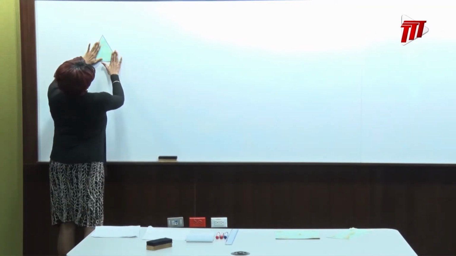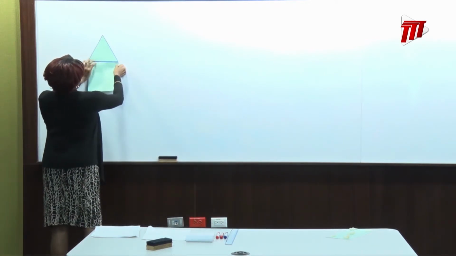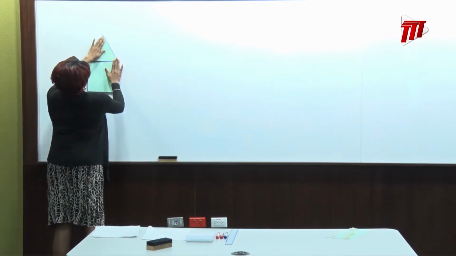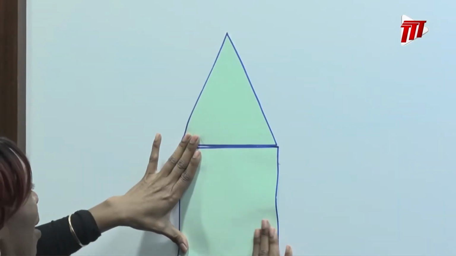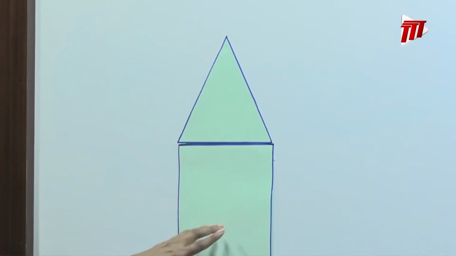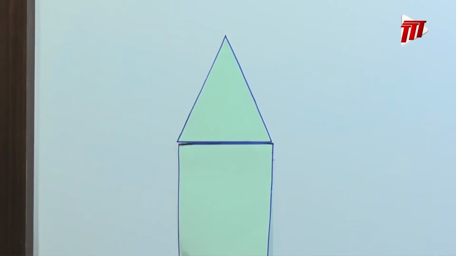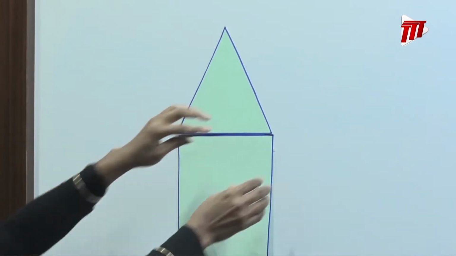So I'm starting off with my triangle. And then I added the square. Children, this is an example of a compound shape. The two of them are joined together. Are you seeing that? Let's try a different combination now.